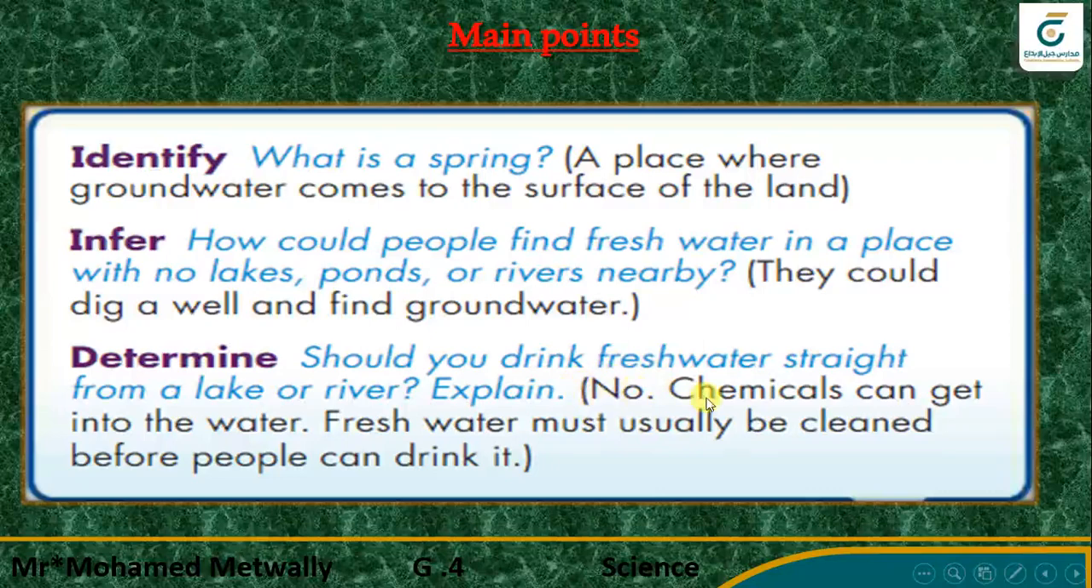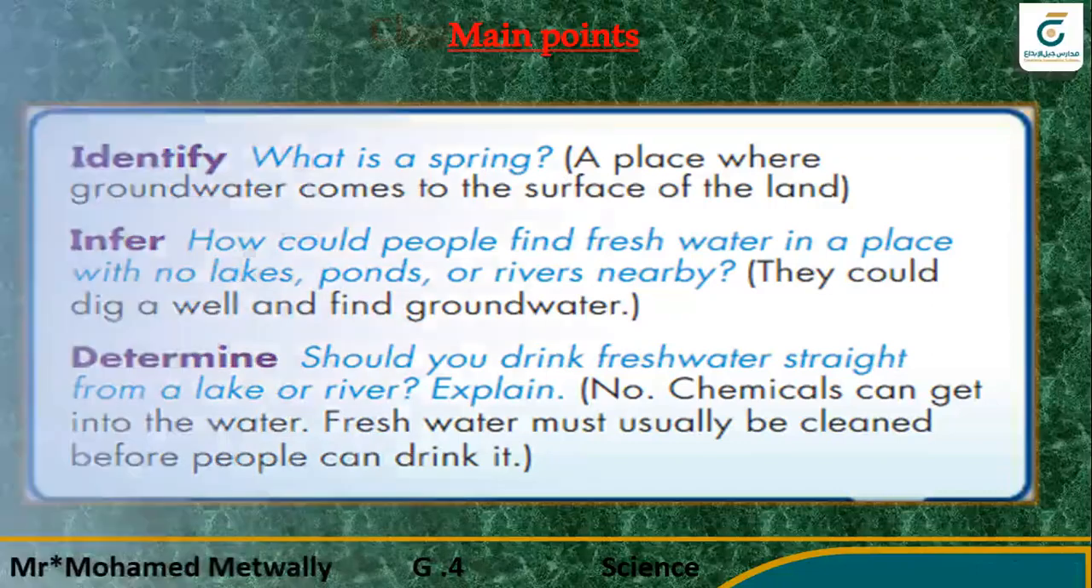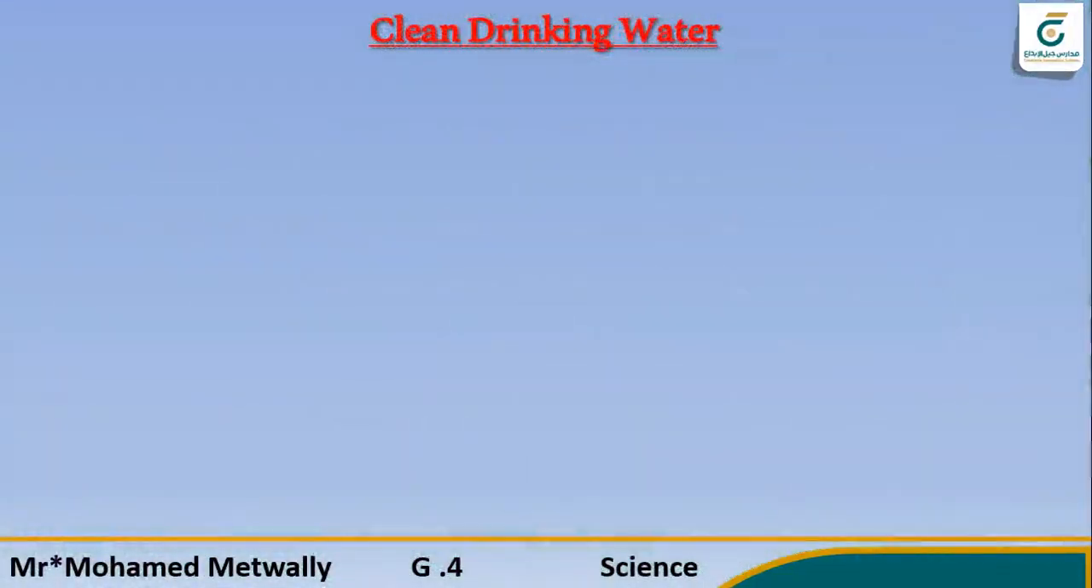Why? Because chemicals can get into the water. There are many chemicals from the rocks, from humans, from living things, that can get into the water. So fresh water usually must be cleaned before being used for drinking. Got it? Yes. Turning to another point of our lesson, the second part, which talks about clean drinking water.